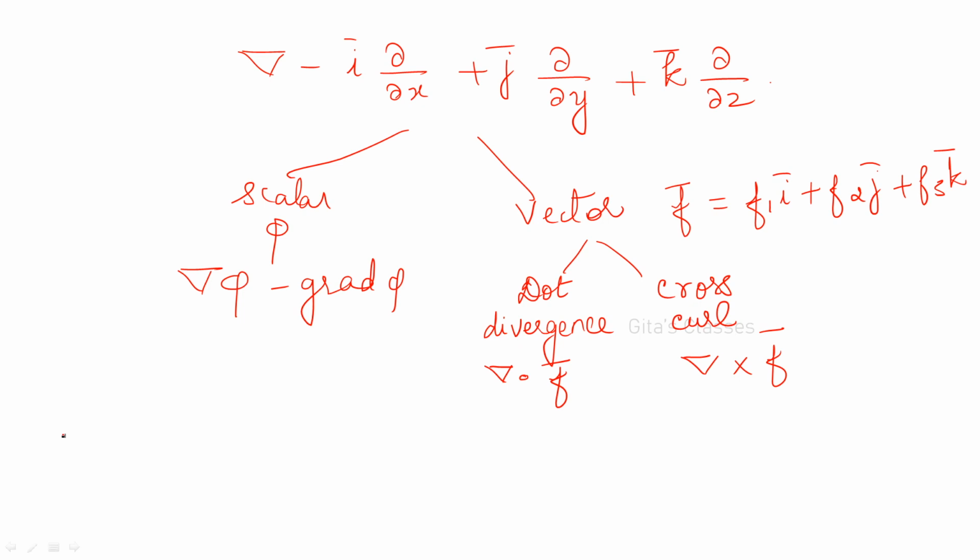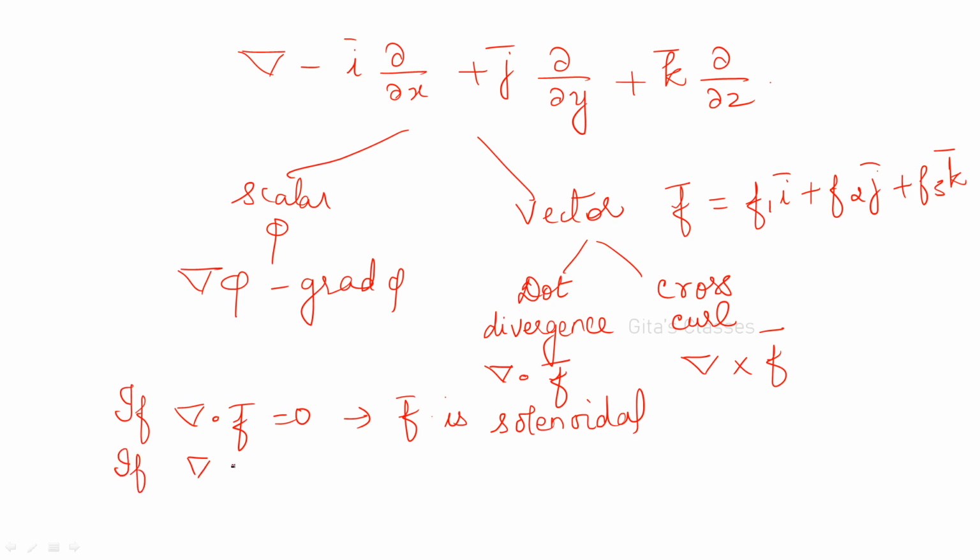One more point you have to remember: if del dot f is equal to 0, that is, divergence is 0, then the vector f is said to be solenoidal. The vector is called a solenoidal vector. If del cross f is equal to 0, that is, if curl f is equal to 0, then f is called irrotational.